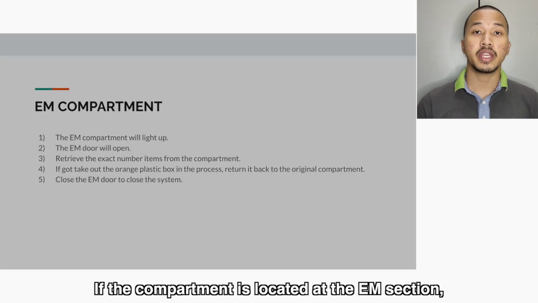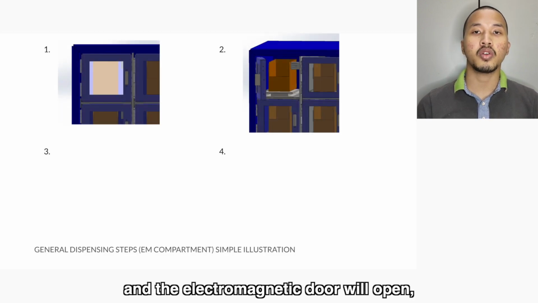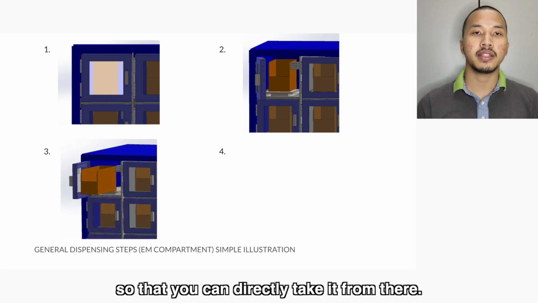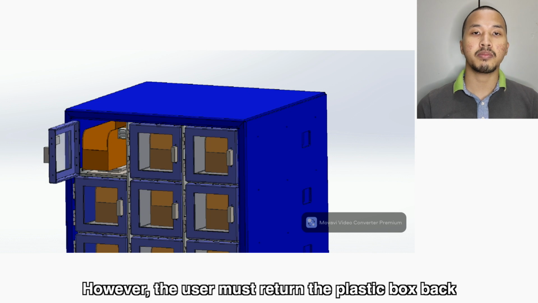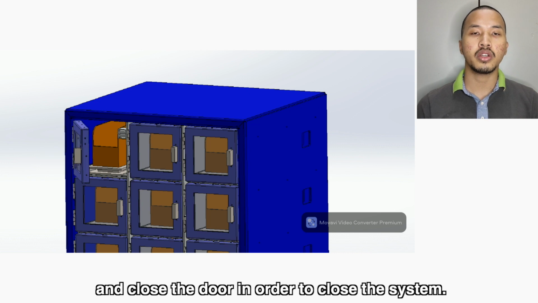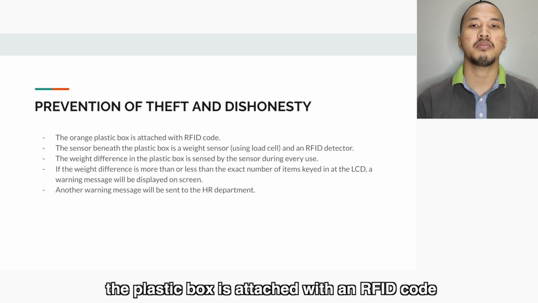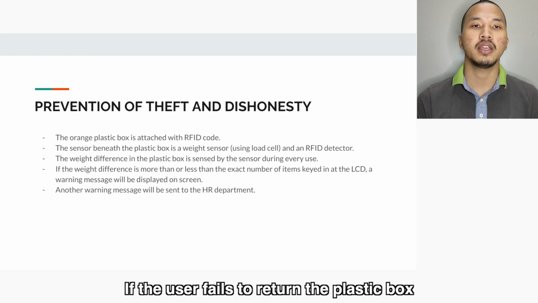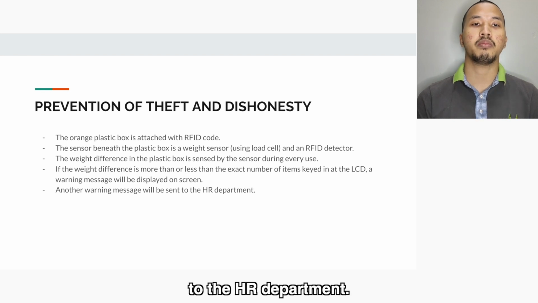If the compartment is located at the electromagnetic section, the compartment will light up and the electromagnetic door will open, so that you can take the item directly from there. However, the user needs to return the plastic box into the respective compartment and close the door in order to close the system. In order to prevent thieves and dishonesty, the plastic box is attached with an RFID code so it can be detected by the sensor below it, which if the user fails to return the plastic box, the system will send a warning message to the human resource department.